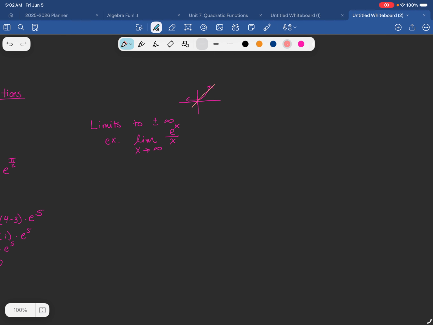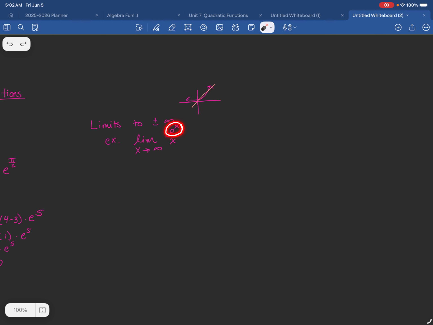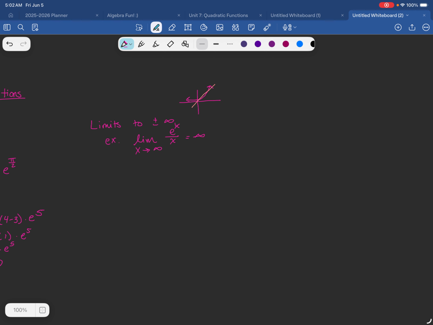Since my numerator, this e to the x, is getting larger at a faster rate, this limit's actually going to go to infinity. Because I have an insanely large number on top, and I have a big number in the denominator. It's just not as large as my numerator. That one we tend to be cool with, but now let's take a look at something like this.